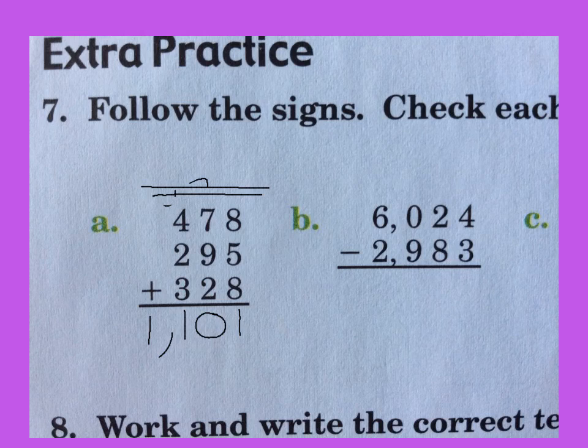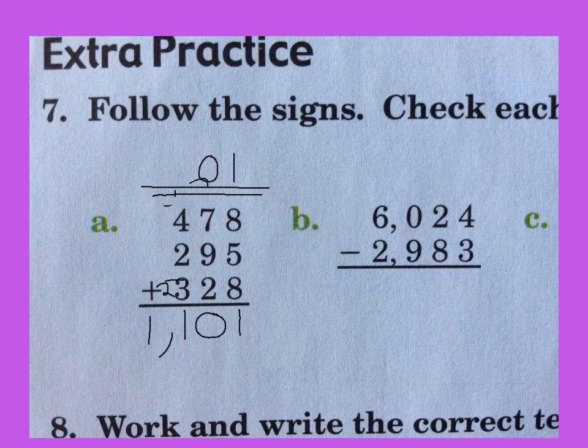8 plus 5 is 13. Plus 8 more would be 21. Put a 1. Carry my 2. I got to squeeze it in at the bottom there. 2 plus 2 is 4. Plus 9 more is 13. Plus 7 would be 20. 0 and carry a 2 again.